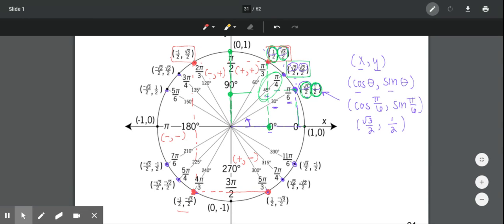So that's the idea: if you have that first quadrant memorized, and the other key is you have to know where all these radian measures are, so you have to be able to figure out where those are, then you can just reflect those exact values into the right quadrant and know if they're positive or negative.